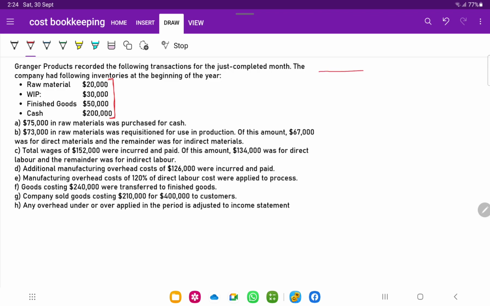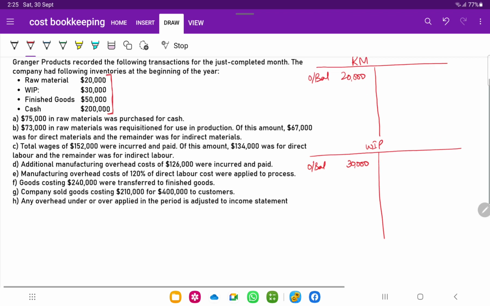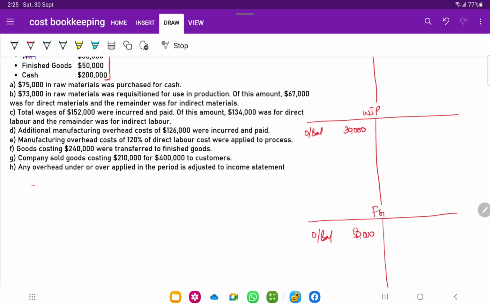So let's make 4 T accounts, and these T accounts are usually a compulsion because you have inventory in your account. We will start with raw material. The opening balance of raw material is around 20,000, right? And then there is work in progress. Work in progress opening balance is around 30,000, right? And then finished goods is 50,000. And the last one is cash. Cash is around 200,000.